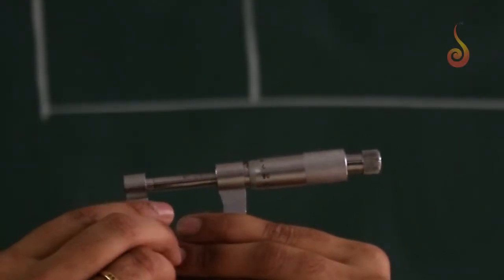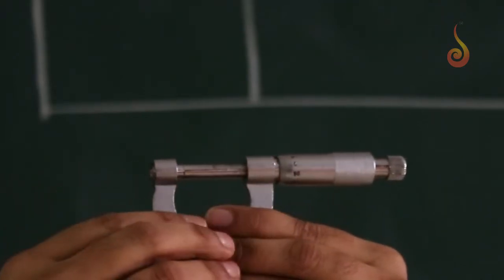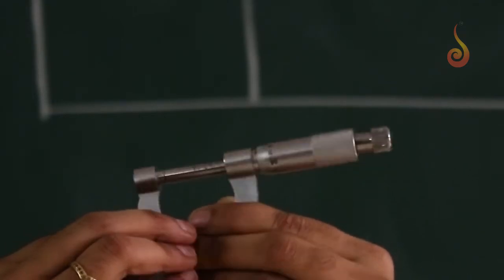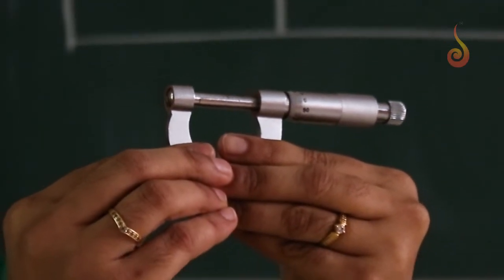Before starting this experiment, we should know the pitch and least count value of this instrument. That is equal to 0.01 millimeter. Then the zero error of this instrument is equal to -4.